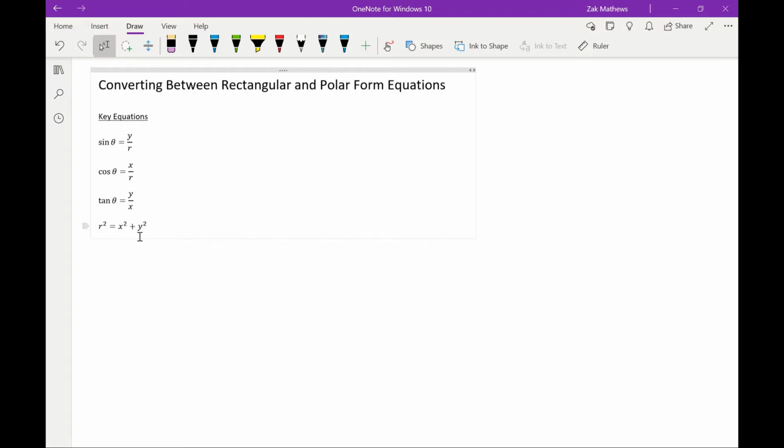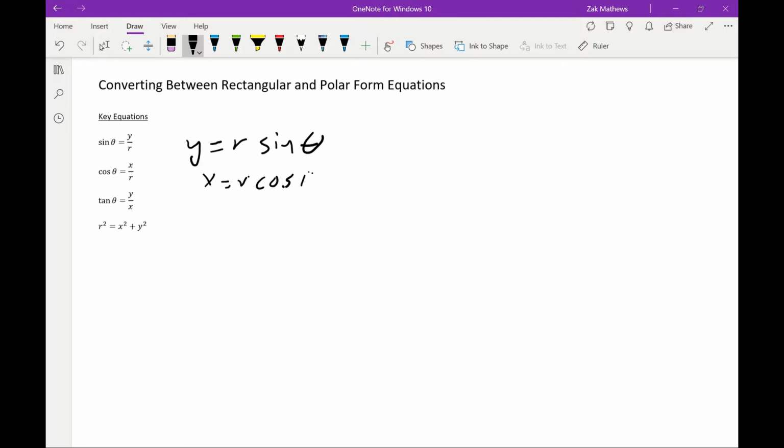Now, what I do want to point out is that these are equations, which means we can solve for any piece that we would like. So it's going to be very helpful in these first two equations to solve for the y and the x. So y we can get by multiplying that r over to the other side. y would be equal to r sine theta. The x would be equal to r cosine theta. Of course, we could do this for any variable, but these are going to be the two that really are very helpful to solve for, and we're going to see how these all play in.